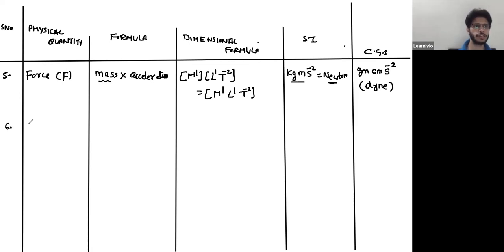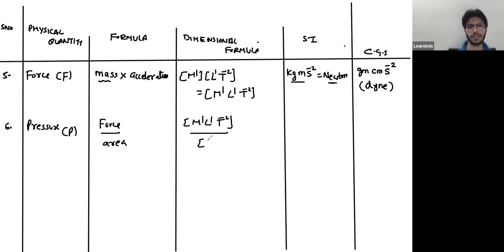After force, the next quantity is pressure. We represent pressure with capital P, and pressure is just the ratio of force and area. So the force is M1 L1 T minus 2 over area, where area is L square. So the combined will be M1, and when you're dividing L1 by L square, that's L minus 1, T to the power minus 2. So that is the dimensional formula for pressure. It's M1 L minus 1 T minus 2.